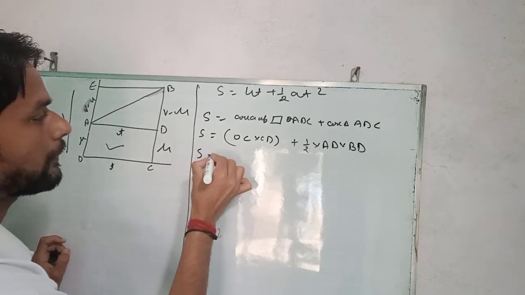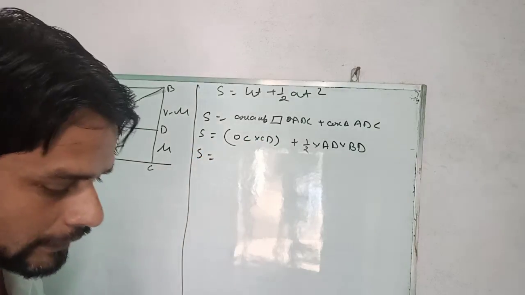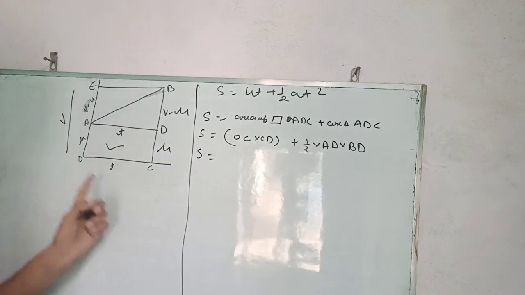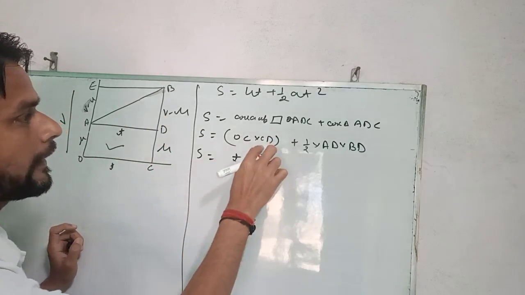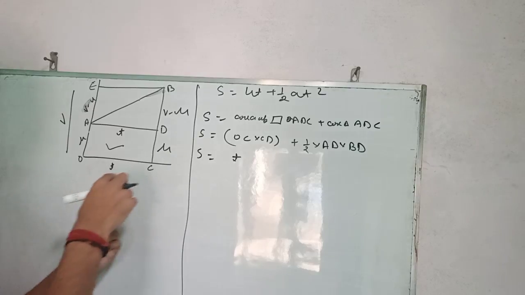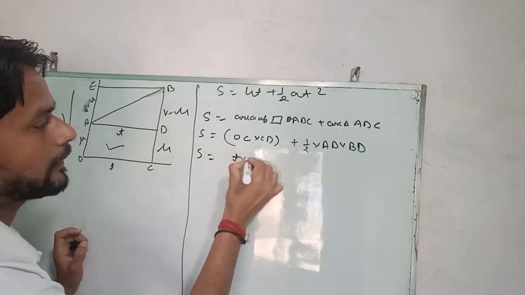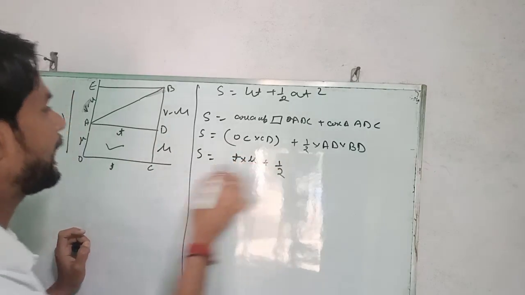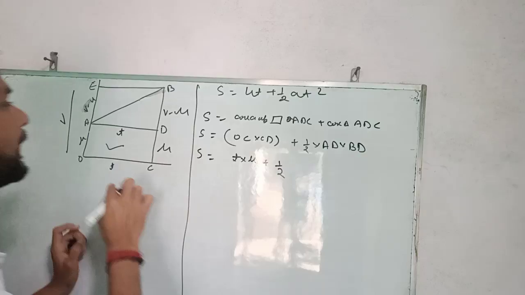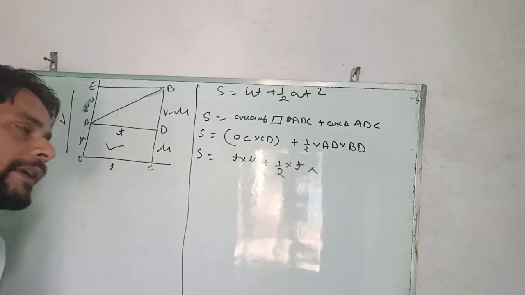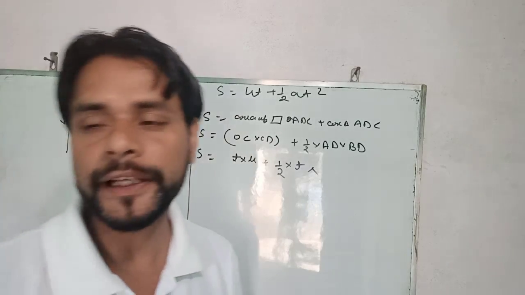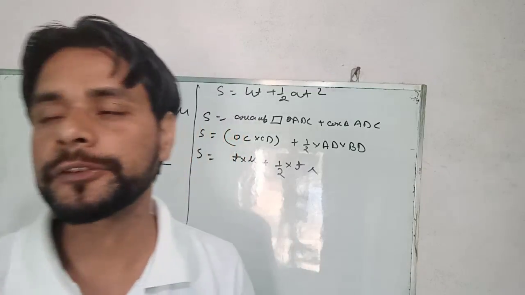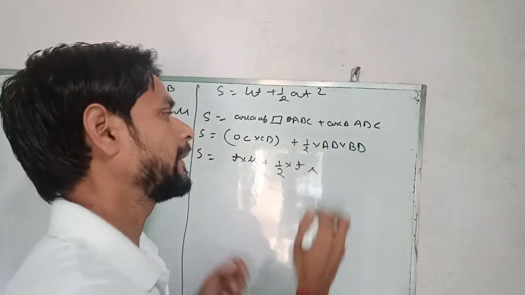Put in the values. Firstly we write OC into CD, which is T into U, plus half AD, where AD is equal to T. What is the value of BD? In the last equation we earlier proved that BD is the change in velocity, so BD is equal to AT.